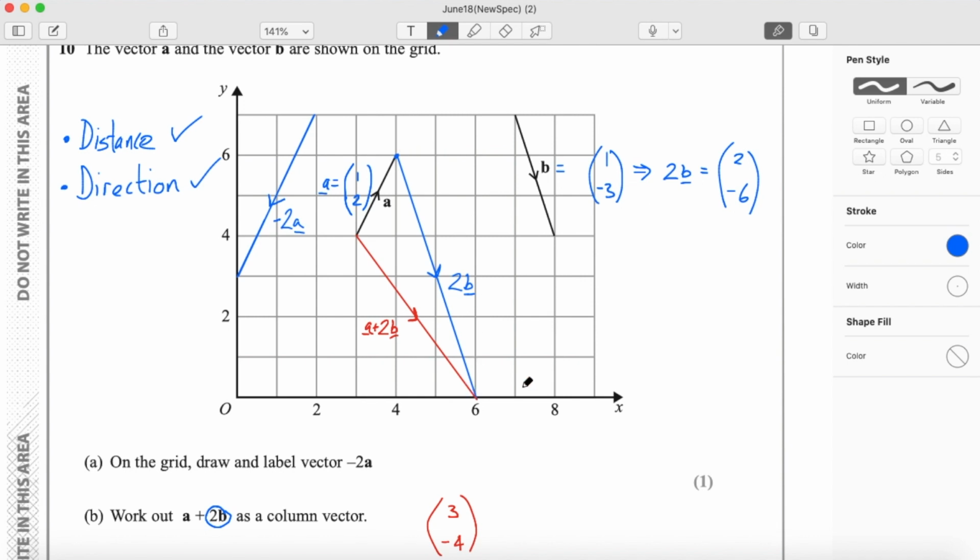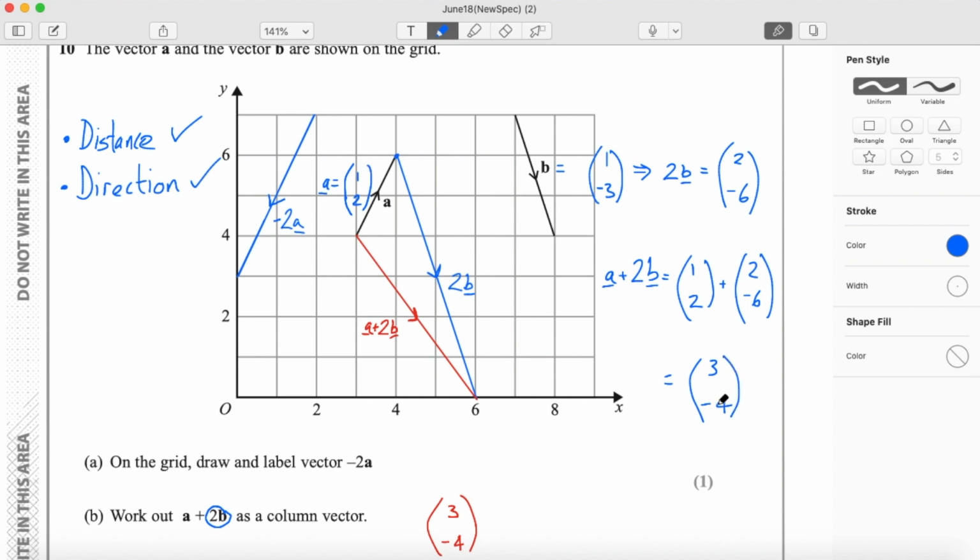So therefore we can add these two column vectors together, A plus 2B, to give us 1, 2, which is A, plus 2, minus 6, which was 2B. 1 plus 2 is 3, 2 minus 6 is minus 4. So there's two ways of looking at it there.